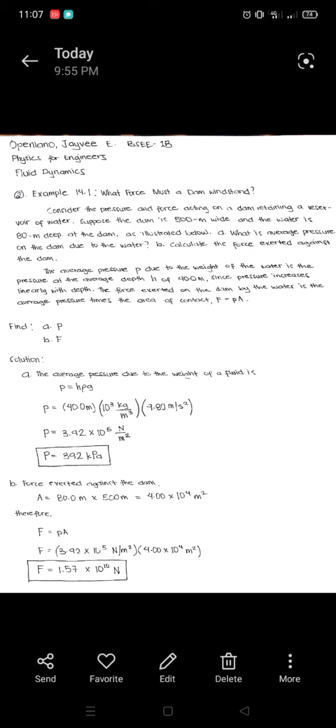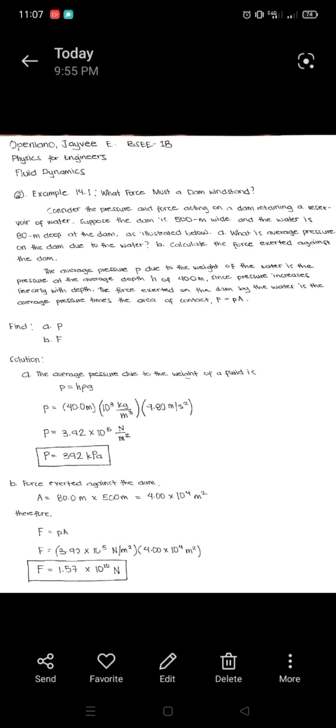Number 2, example 14.1. What force must a dam withstand? So based on the problem, we're going to find the average pressure on the dam due to the water and we're going to calculate the force exerted against the dam. So first we're going to solve for the average pressure due to the weight of the fluid. We're going to use this formula, pressure equals h times rho times g, the depth, the density, and the acceleration due to gravity.